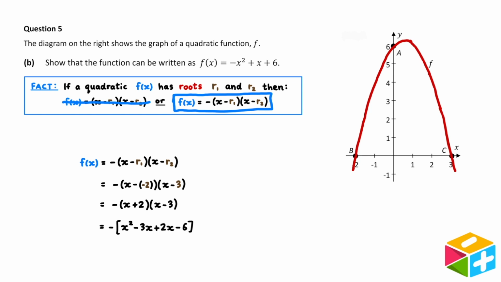Now we can multiply out our brackets. x times x is x squared. x times -3 is -3x. +2 times x is +2x. And +2 times -3 is -6. Now we can clean things up a bit. -3x plus 2x is -x.